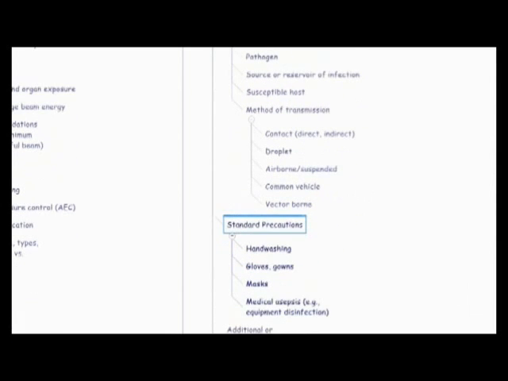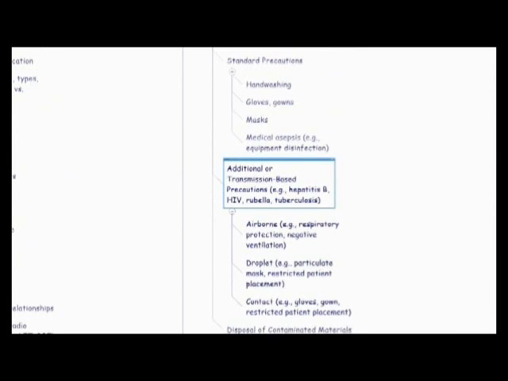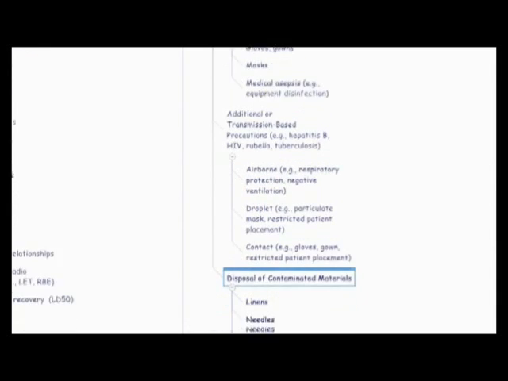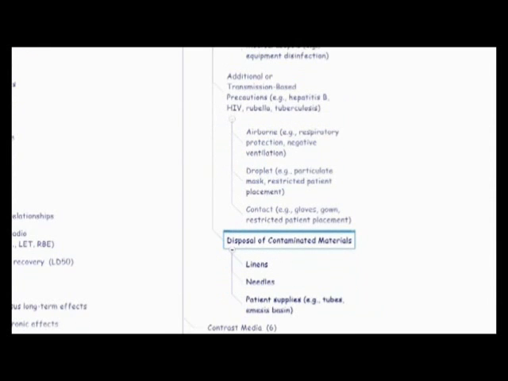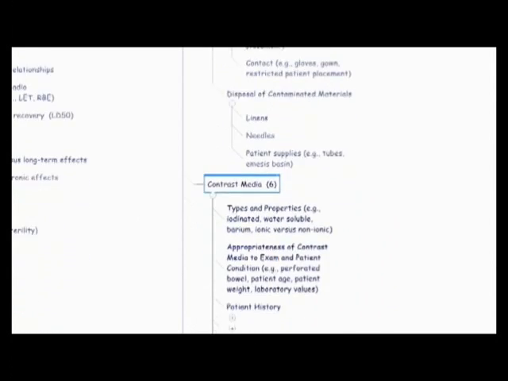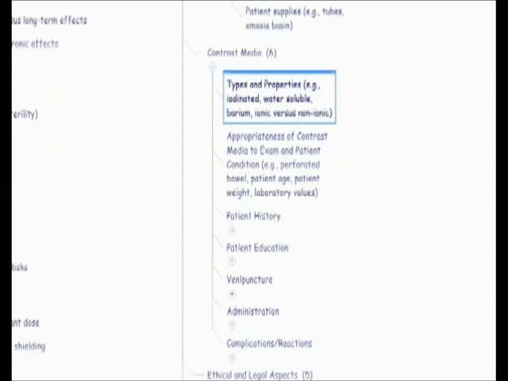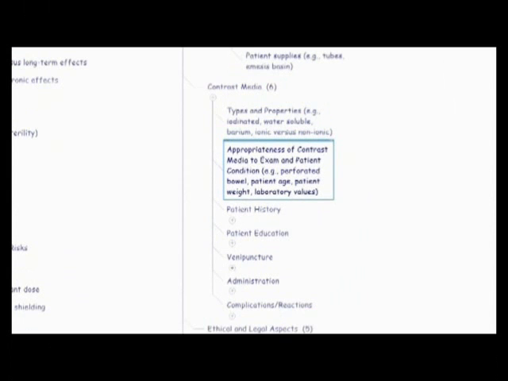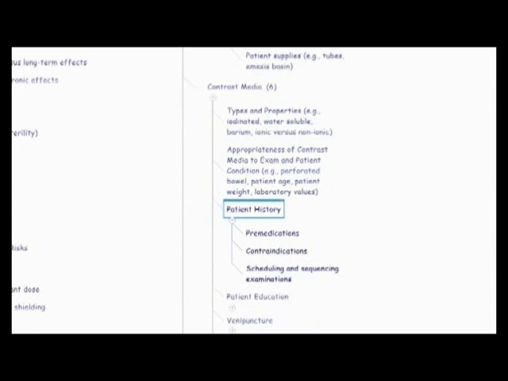There's standard precautions, hand washing, gloves, gowns, masks, medical asepsis. There's additional or transmission-based precautions, airborne, droplet, and contact. There's disposal of contaminated materials, linens, needles, patient supplies. And then there's contrast media. There's types and properties. There's appropriateness of contrast media to exam and patient condition. There's the patient history, the pre-medications, the contraindications, the scheduling and sequencing of examinations.